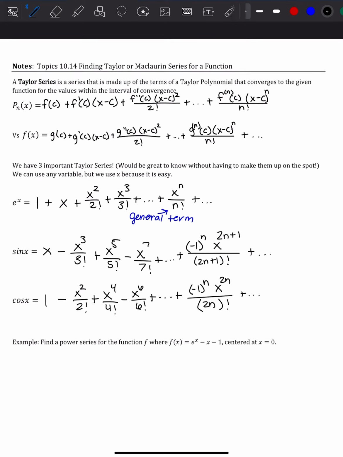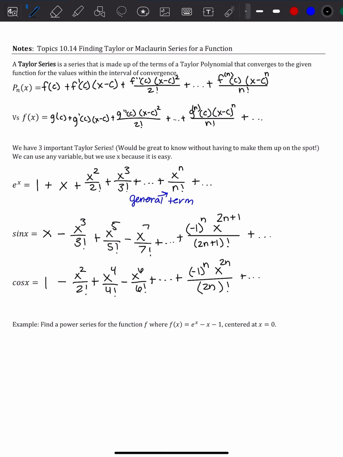So these are the ones that are the most important Taylor series. They're all ones that are x to a power divided by a factorial of that same power. It's just, is it 1, x, x squared divided by 2 factorial, x cubed divided by 3 factorial, or is it kind of skipping and alternating?